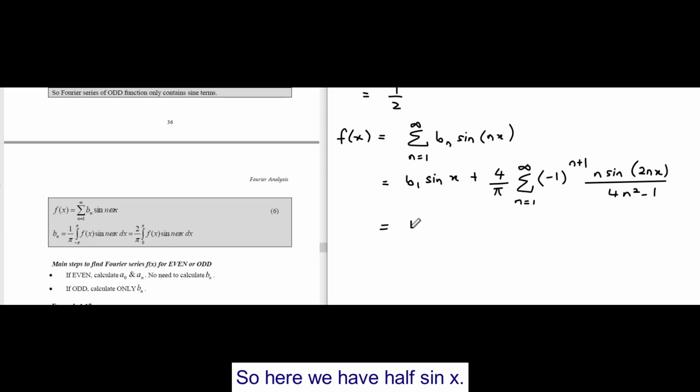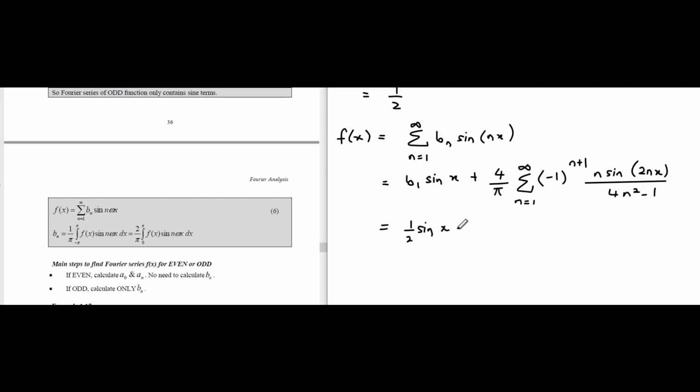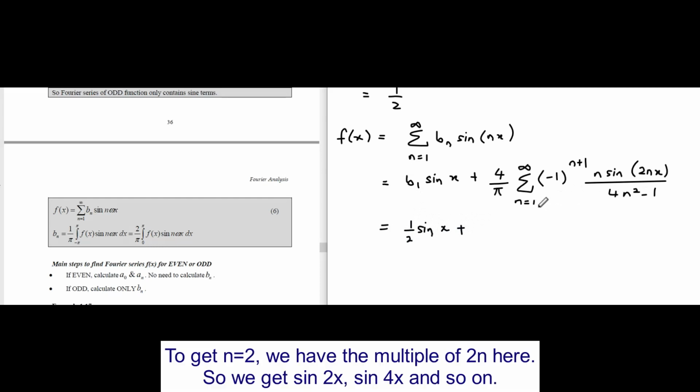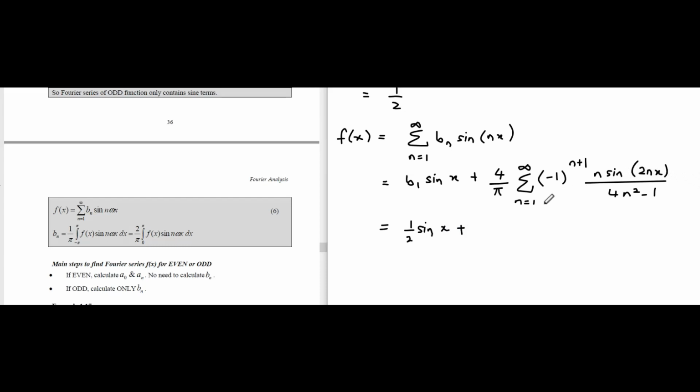So here we have half sine x, followed by when n equals 2 and so on. To get n equals 2, we have the multiple of 2n here. So we get sine 2x, sine 4x and so on.